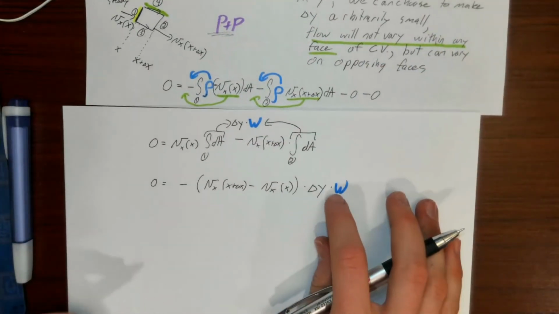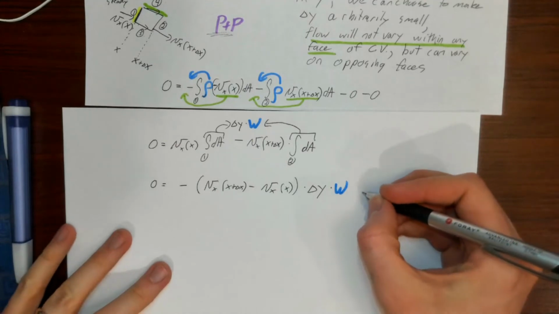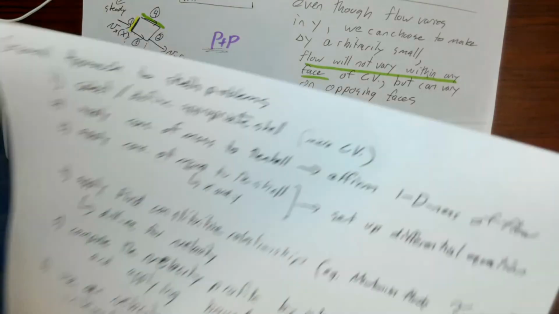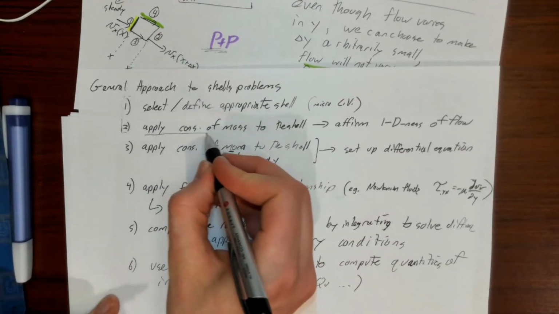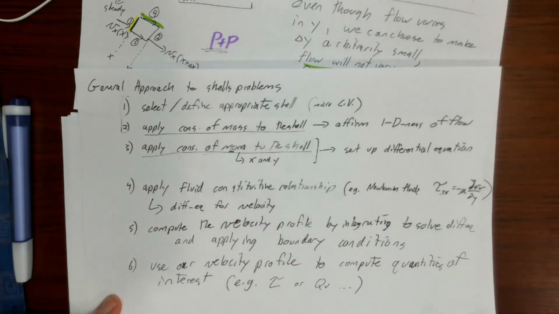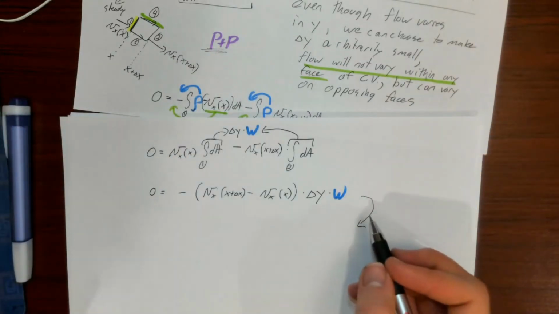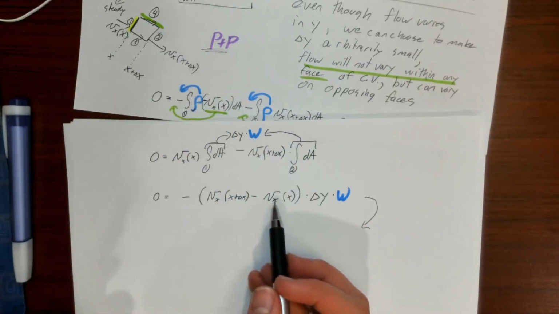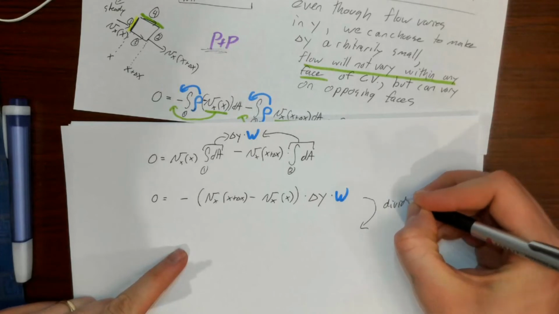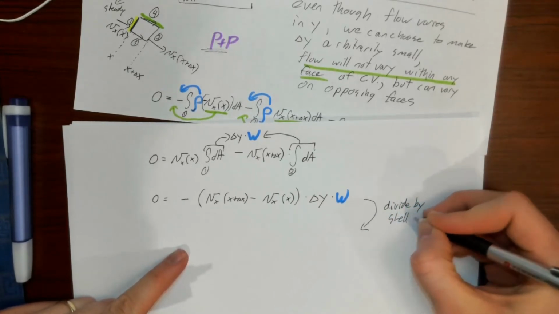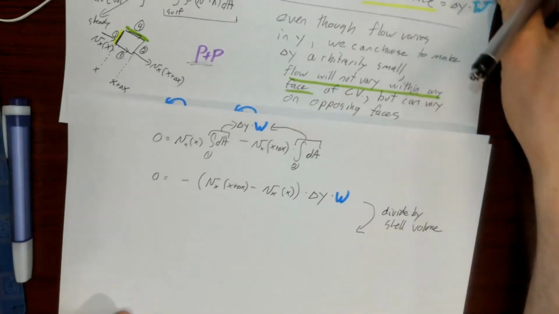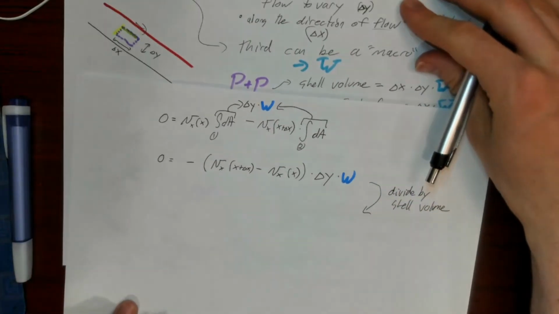The implications of this result we haven't quite gotten to yet, but I'm going to apply a trick that we're basically going to do almost every time in these problems, anytime we apply conservation of mass to the shell, and later on when we apply conservation of momentum to the shell. The thing that we do once we get to a point like this, where we have some v's and some deltas or some other quantities of interest, is we divide by shell volume. So if we divide by shell volume, we calculated that earlier, delta x delta y times w.